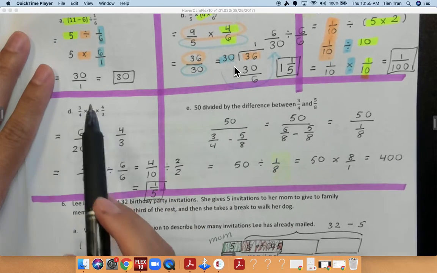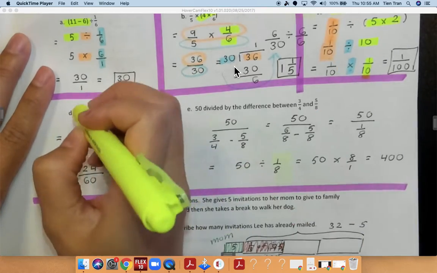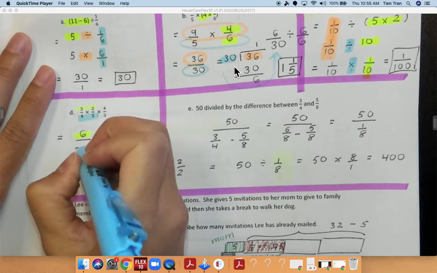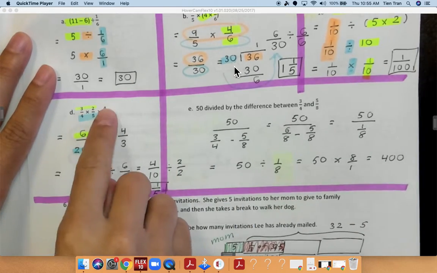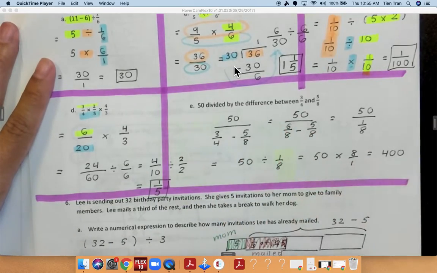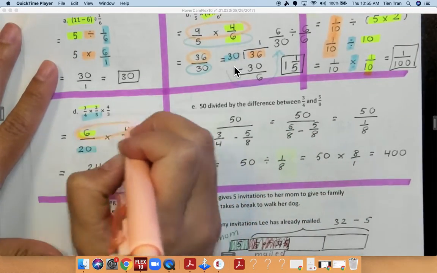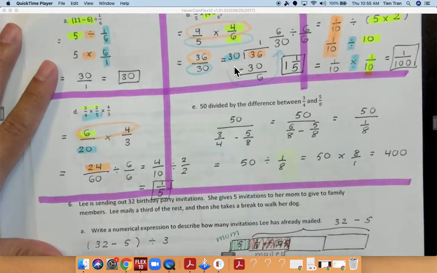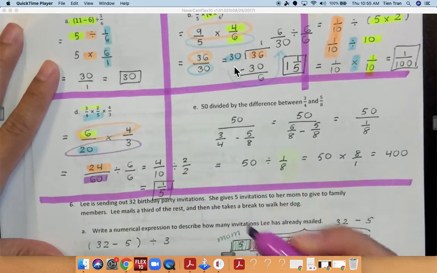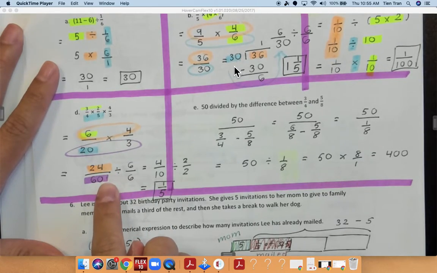I wrote 3 times 2 is equal to 6. And then I have 4 times 5, which is equal to 20. And then I just multiplied over here just to give you guys more steps to see it more clearly. Then I multiplied 6 times 4, which is equal to 24. And then I multiplied 20 times 3, which is equal to 60. So now you have 24 divided by 60.